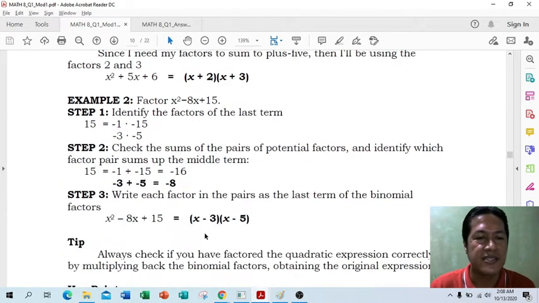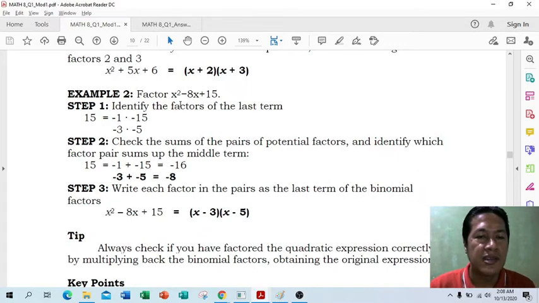Okay. Next. Factor x squared minus 8x plus 15. Okay. Find the factors of 15 that add up to 8. Negative 1 times negative 15. 3 times 5. Negative 3 times negative 5 equals positive 15. Adding negative 3 and negative 5 gives negative 8. So, your factors are x minus 3 and x minus 5. That's it. Okay?